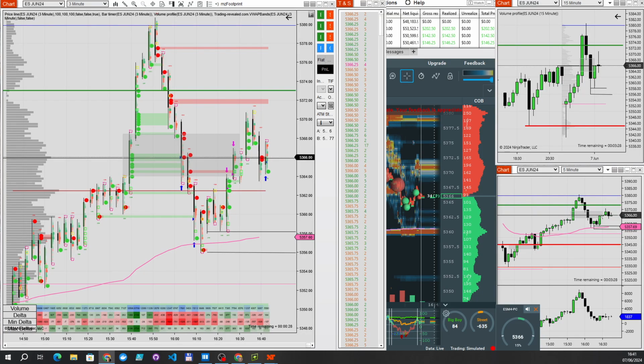Nvidia staying in the same place, not moving much. Dollar's pushing higher.